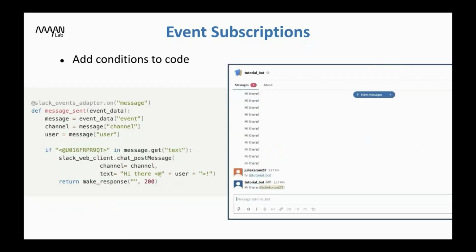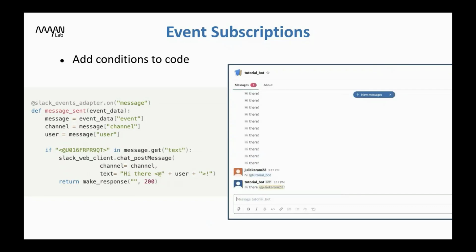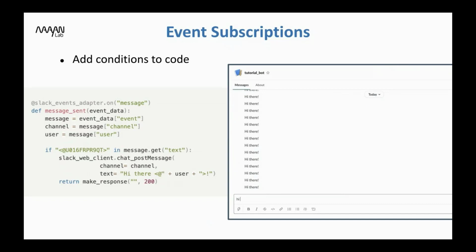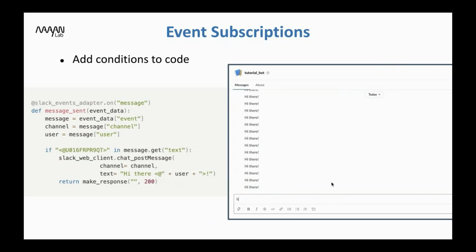And now we can add an if statement to our function. So if @ whatever the bot ID is in the message, then this time it can just post "hi @", and then if we wanted to mention the user who mentioned its name or the original one who posted that message event, we can go back into the message data and just get the user part. And now, as you can see here, if you say "hi @tutorialbot", it'll respond "hi there @Julie Karam", whoever posted the message.